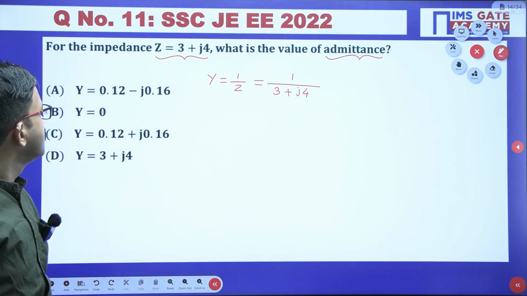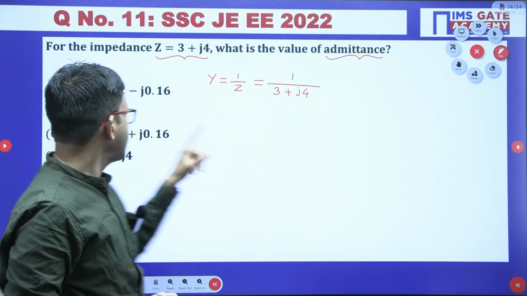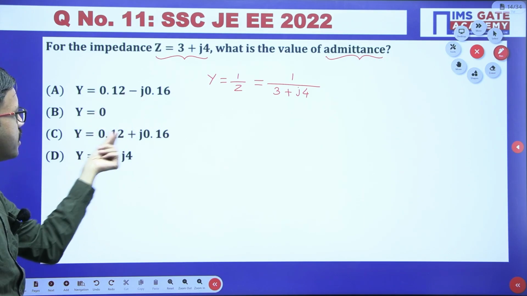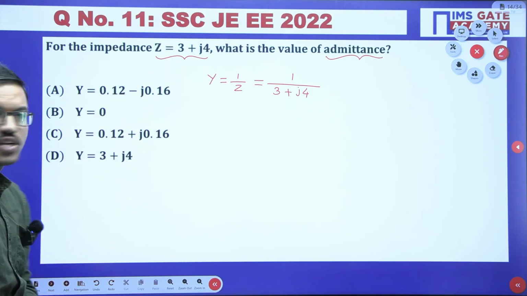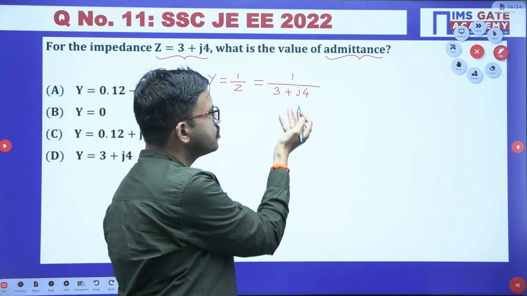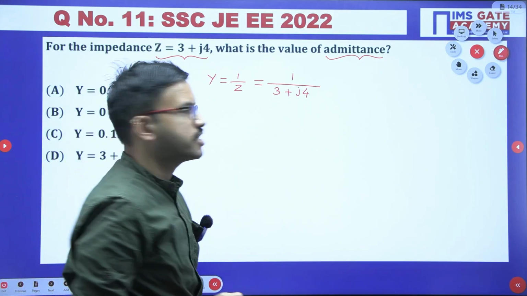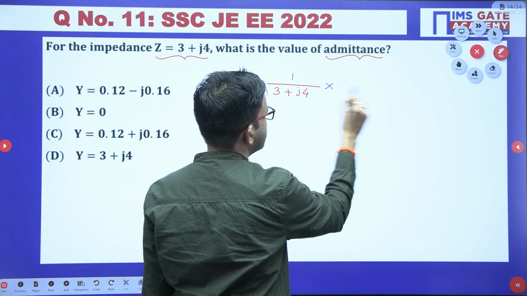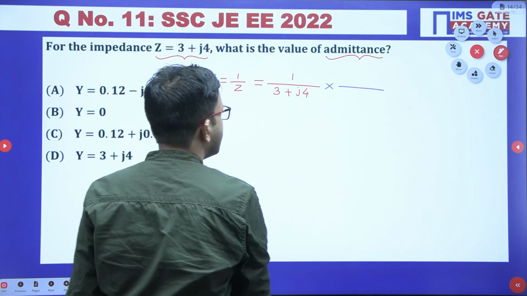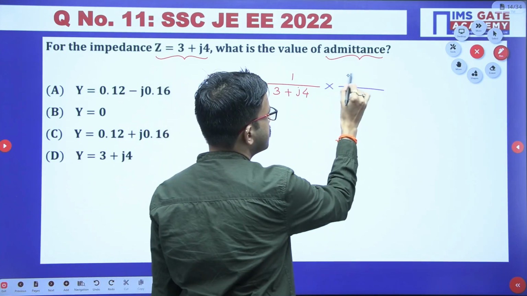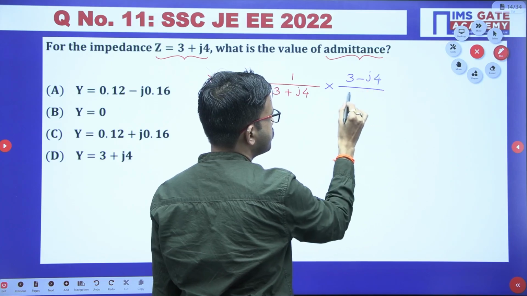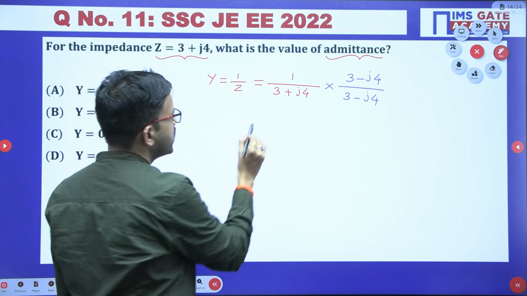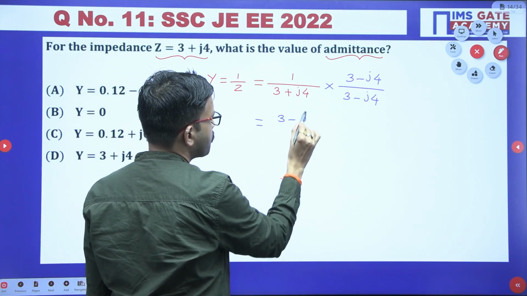Now what you have to do? Just observe the choices. Here you are having a minus jb or a plus jb format, and in option B you are having 0. So that means you have to multiply and divide with the complex conjugate. For 3 plus j4, the complex conjugate is 3 minus j4. So in the numerator you are getting 3 minus j4.